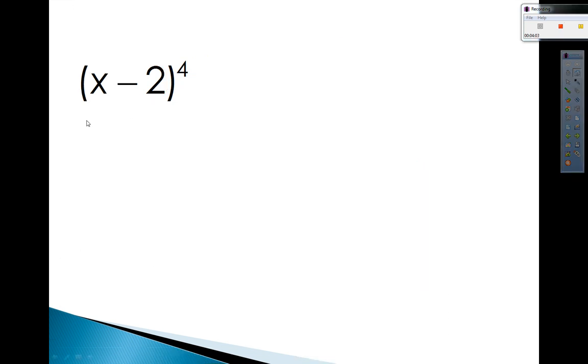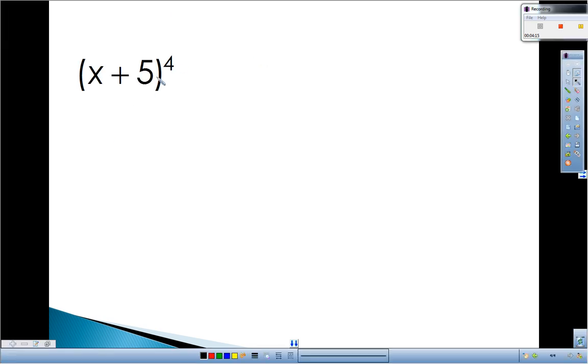All right, let's take a look at one more. Let's say I give you x plus 5 to the 4th. Again, look at your power. My answer is always going to be one more than the power for the term. So 1, 2, 3, 4, 5.